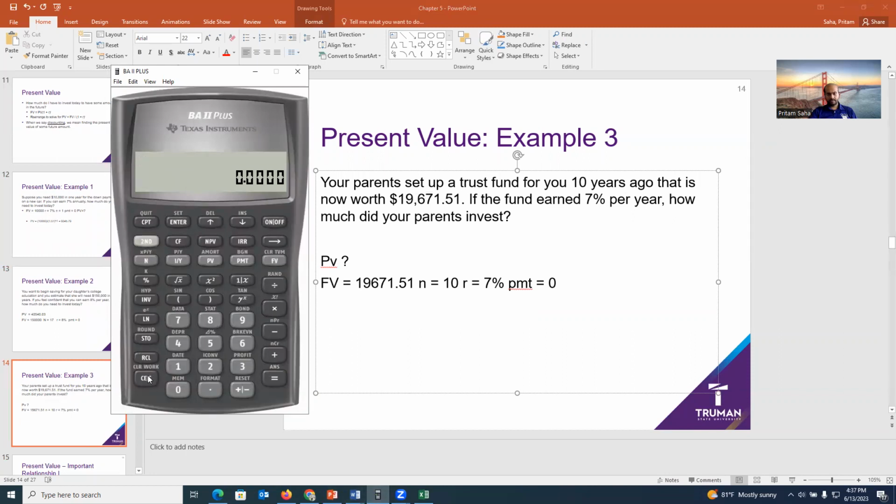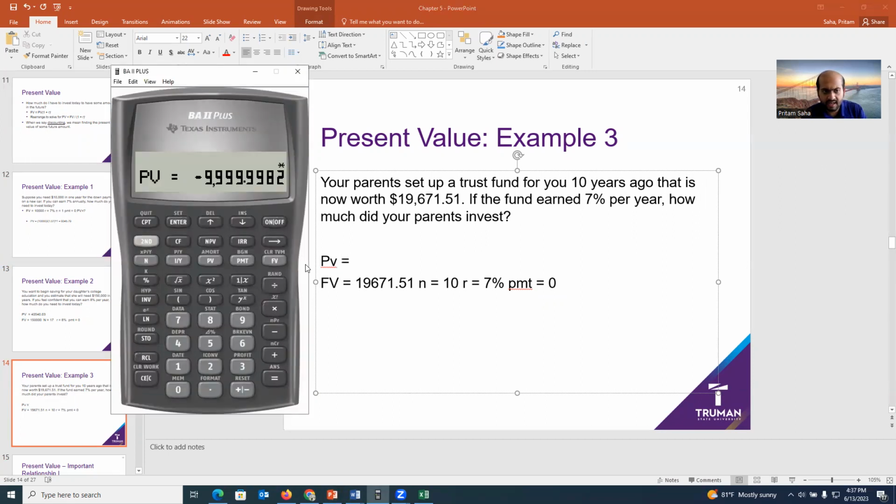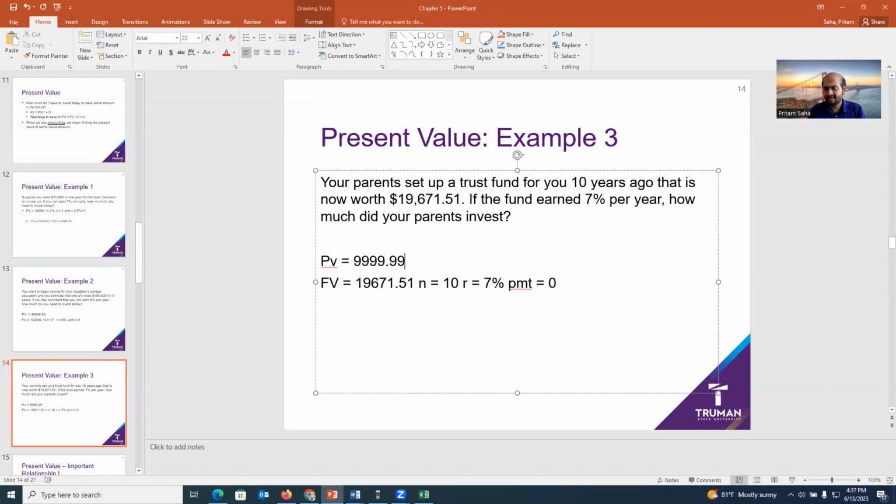Clear. N is 10, rate is 7, payment is 0, 1967.51 future value, compute present value. It's pretty close to 10,000, okay? So you can say pretty close to, or you can just say 9999 something like that. So they invested maybe 10,000, and here's the value.